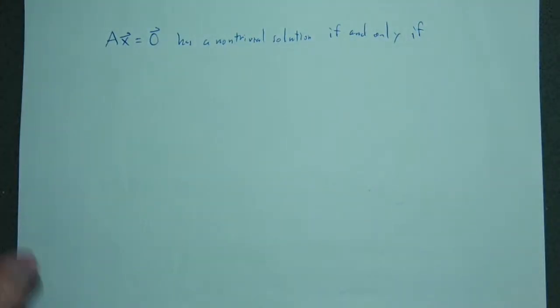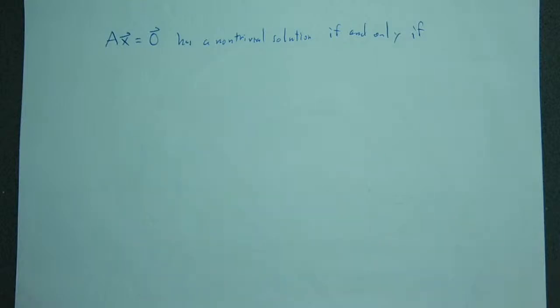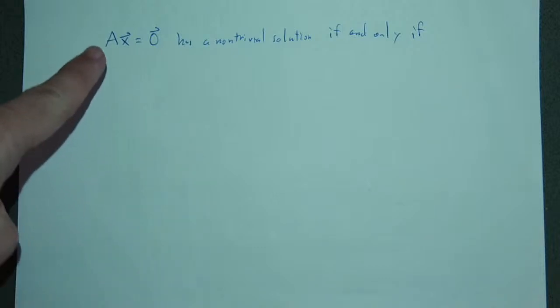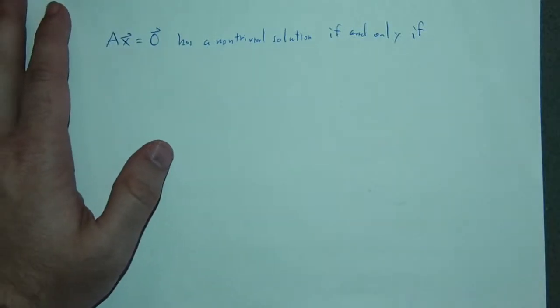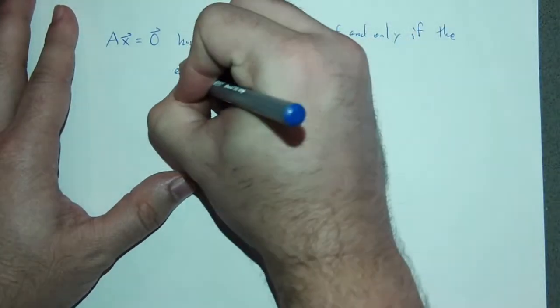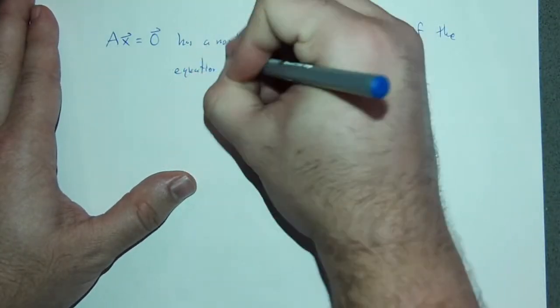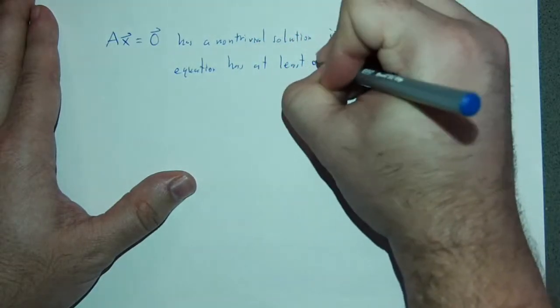So it always has a trivial solution. Having a non-trivial solution means having more than one solution, i.e. having infinitely many solutions. How does that happen? How do you have infinitely many solutions? It's that the associated linear system has at least one free variable, right? So this is if and only if the equation has at least one free variable.